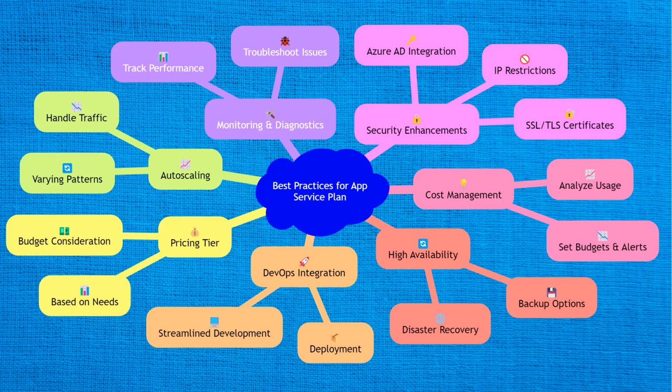To get the most out of your app service plan, follow these best practices. 1. Choose the right pricing tier based on your application's needs and budget. 2. Implement auto-scaling to handle varying traffic patterns. 3. Use monitoring and diagnostics tools to track performance and troubleshoot issues. 4. Enhance security with SSL TLS certificates, IP restrictions, and Azure Active Directory integration. 5. Manage costs by analyzing usage patterns and setting up budgets and alerts. 6. Ensure high availability with backup and disaster recovery options. 7. Integrate DevOps practices for streamlined development and deployment.